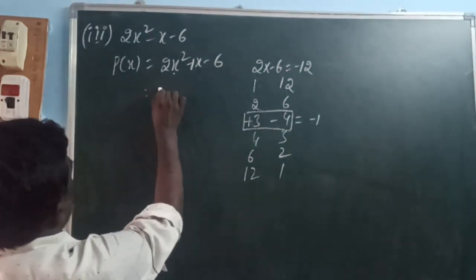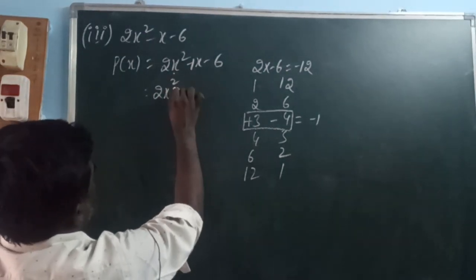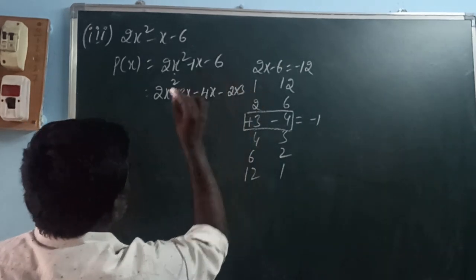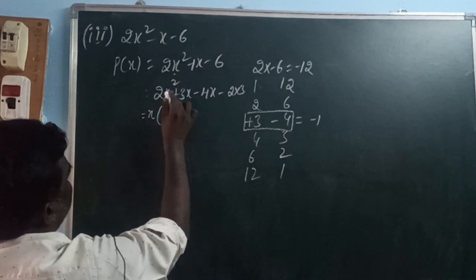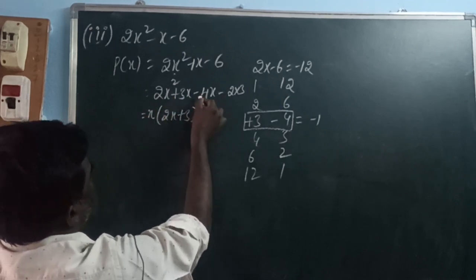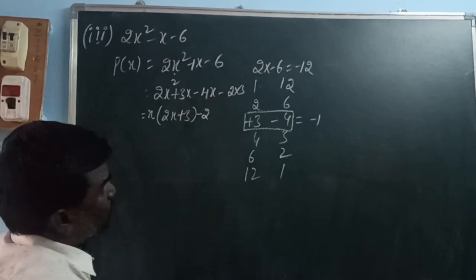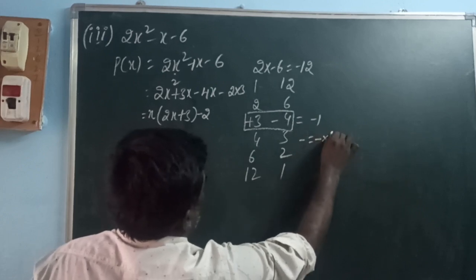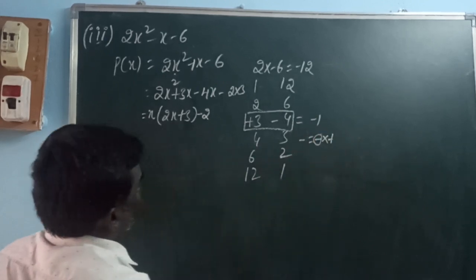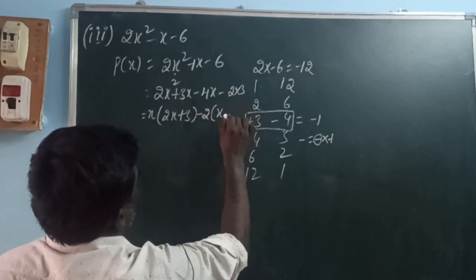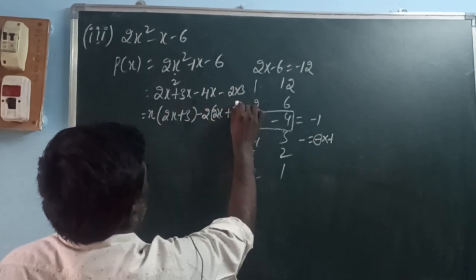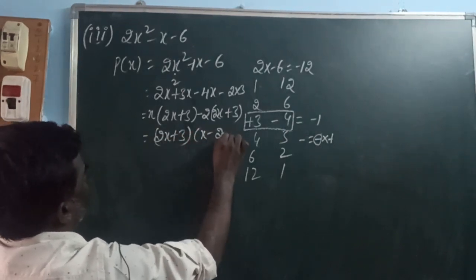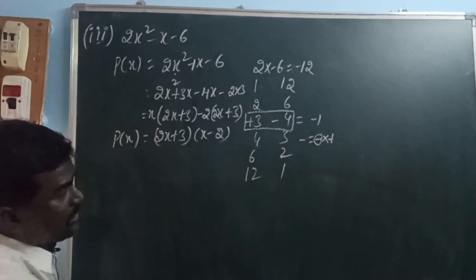So here, 2x square, in place of minus 1 we can write plus 3x minus 4x, and 6 we can write as 2 3s. So in these two, what is common? x, 2x plus 3. Here, what is common? Minus 2, 4 you can write as 2 2s. Minus, how can you write it? Product, minus into plus. When you take the minus 2 outside, what remains? x plus... 2x plus 3. In total, what is common? 2x plus 3 is common, times x minus 2. So p of x is equal to 2x plus 3 times x minus 2.